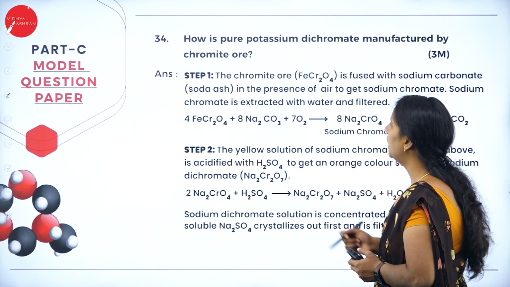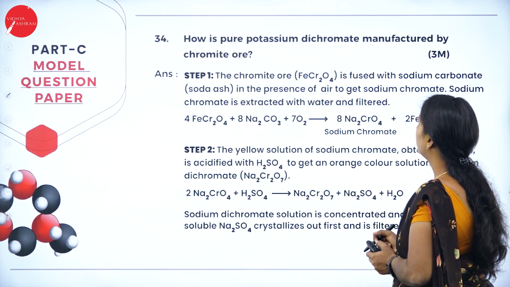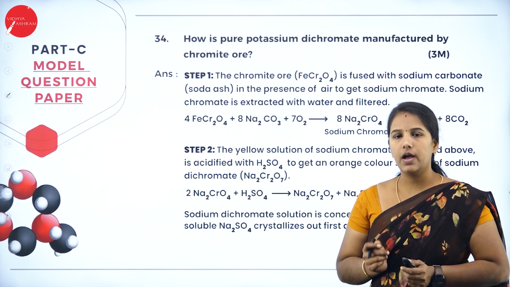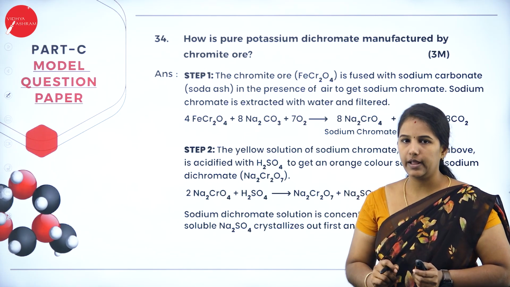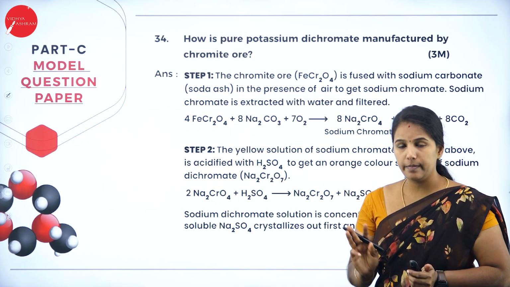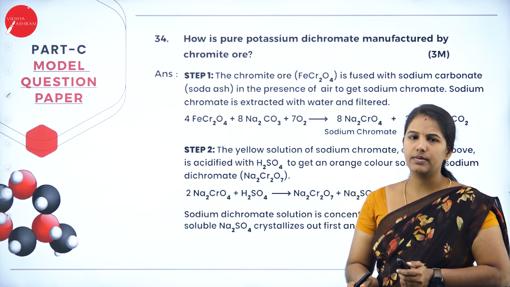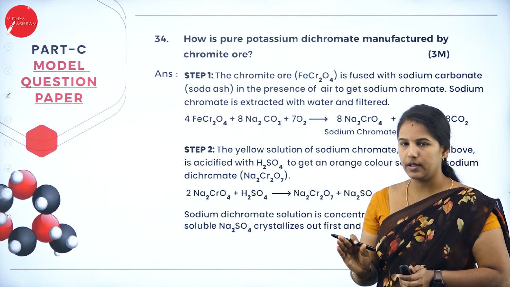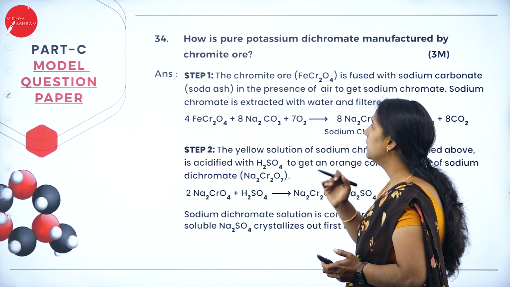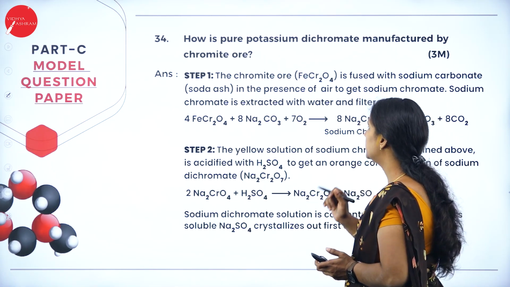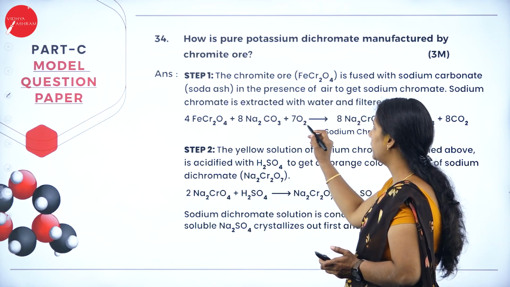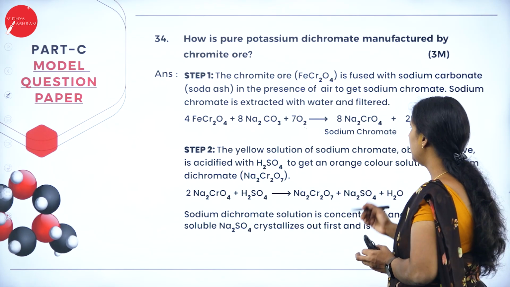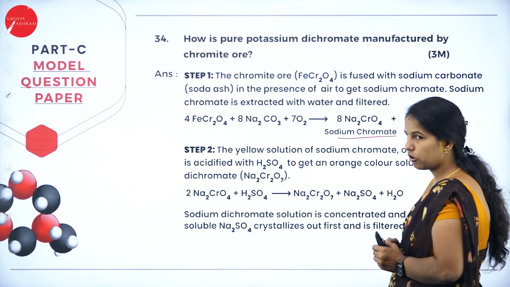Next, how is pure potassium dichromate manufactured from chromite ore? Again, for the preparation of potassium dichromate, 3 steps that should be balanced. With your own explanation, it's enough. You must write it in 3 steps. The first step is we take the chromite ore, which is treated with sodium carbonate in the presence of air containing oxygen. You will get sodium chromate.